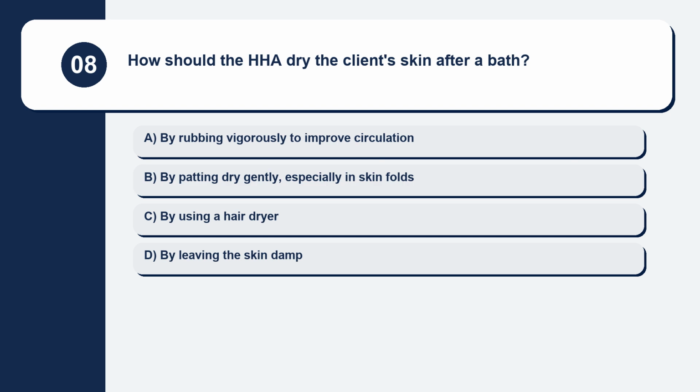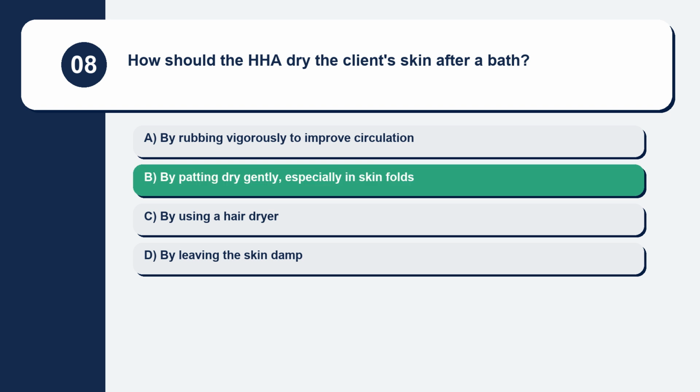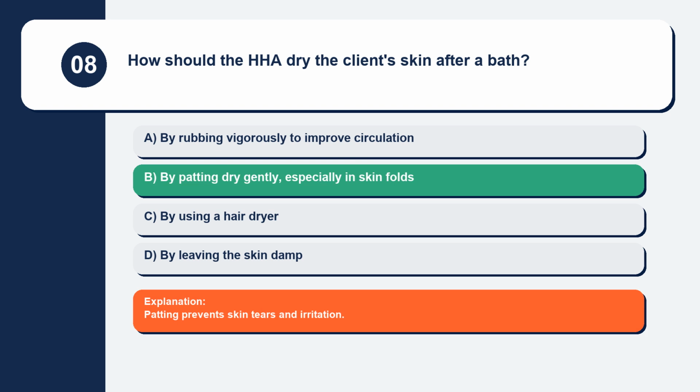Question 8. How should the HHA dry the client's skin after a bath? By rubbing vigorously to improve circulation. By patting dry gently, especially in skin folds. By using a hair dryer. By leaving the skin damp. Patting prevents skin tears and irritation.